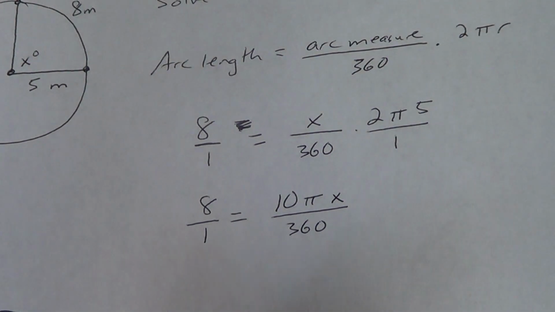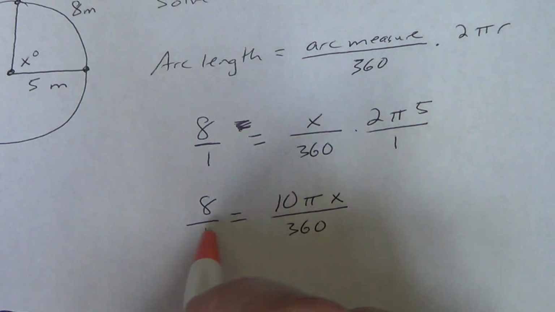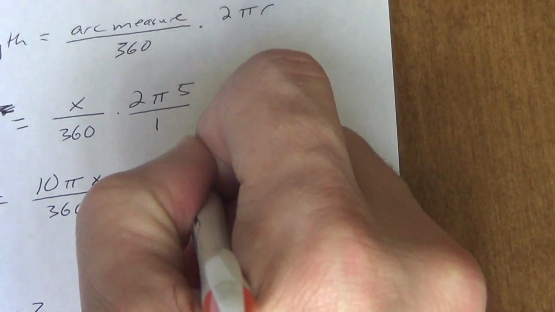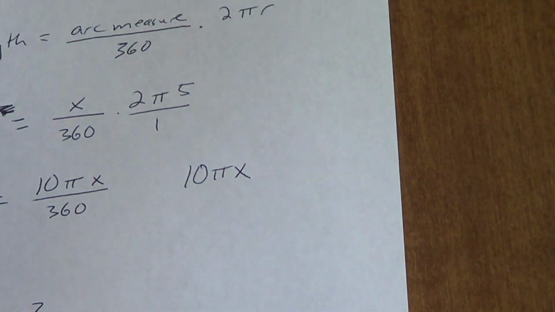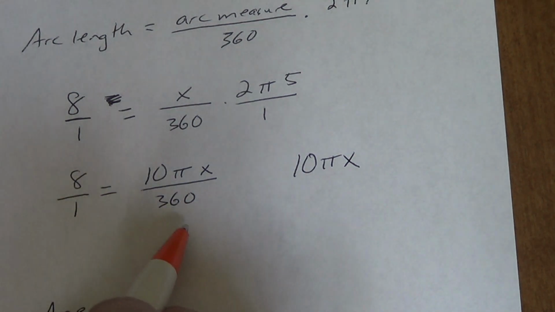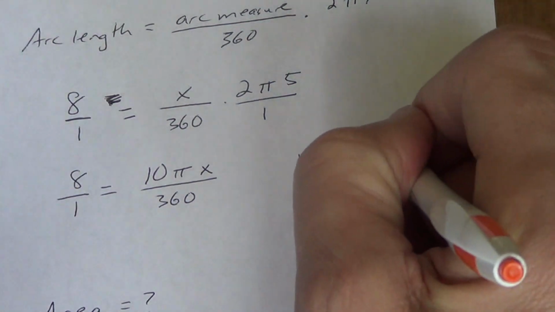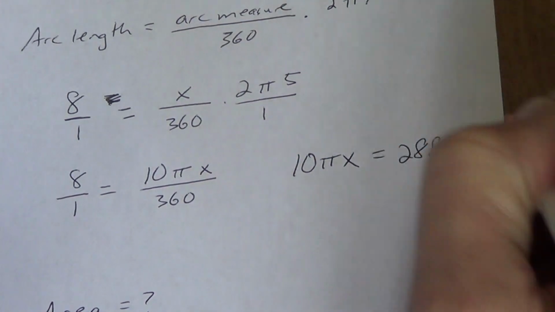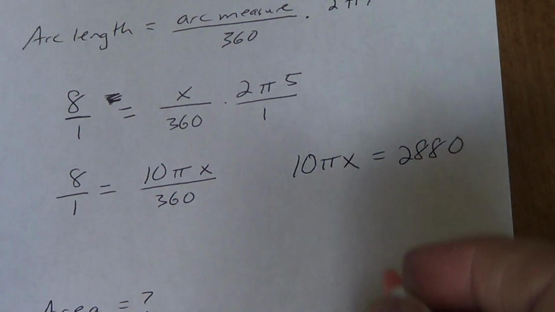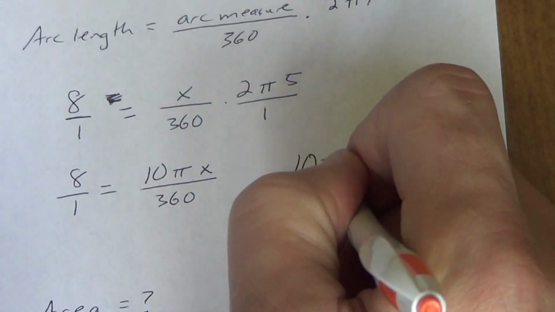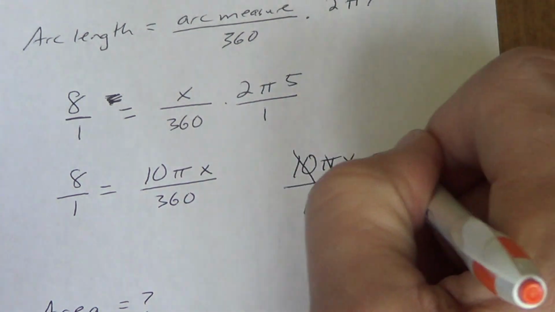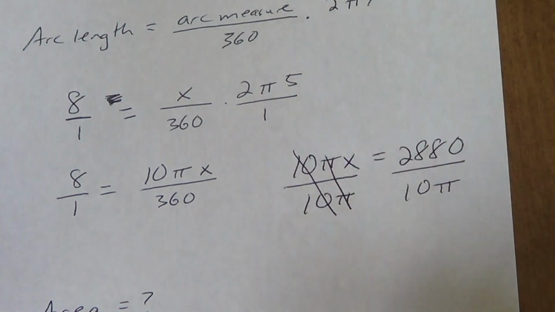So we're going to cross multiply. 10 times pi times x times 1. Well, that's just 10 pi x. And 8 times 360 is 2,880. So now we've got to get x by itself. So in this case, we're going to divide by 10 pi. Pi cancels, 10 cancels. Come over here, divide by 10 pi.